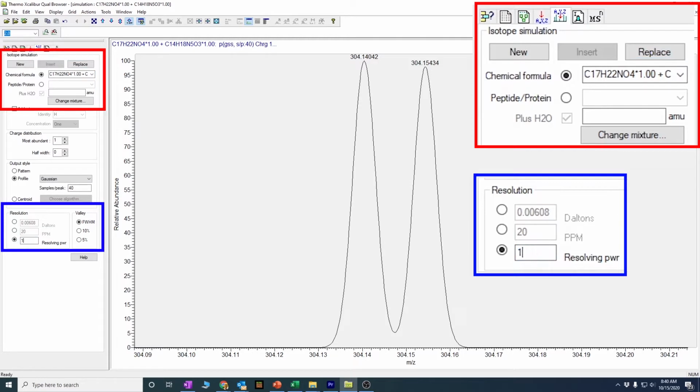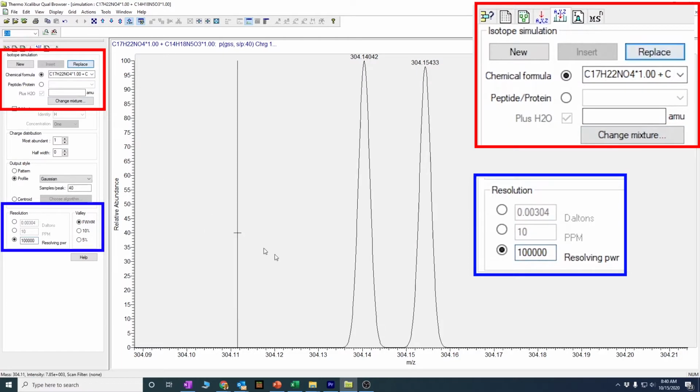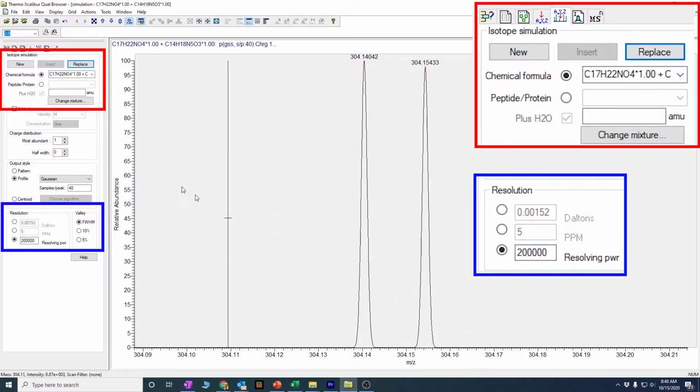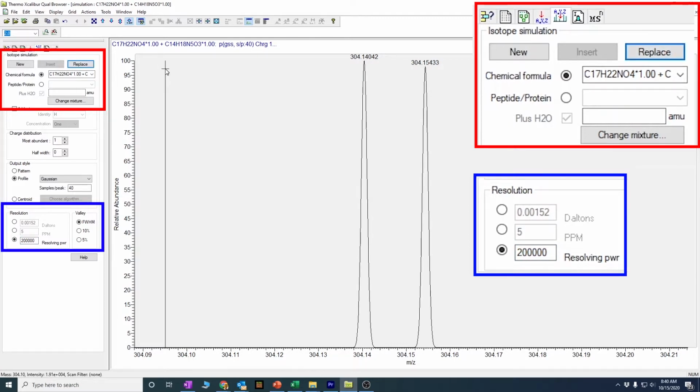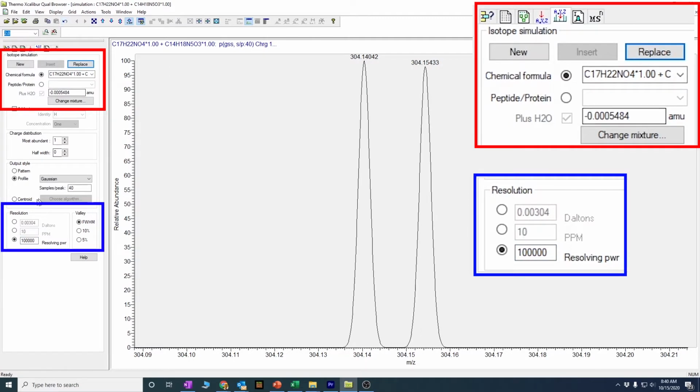Now if we keep going up to Orbitrap resolving powers, let's say 100,000, we're going to have very clear distinction between the peaks. And if we go up to 200,000, the peaks get narrower and narrower. So at about 50,000, we started to see the difference between these two peaks.